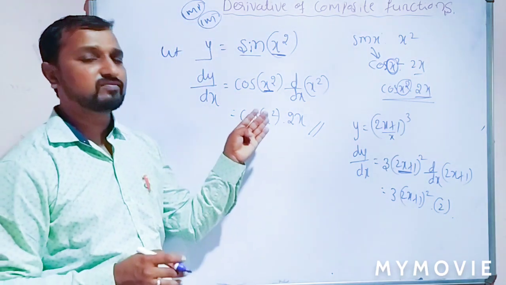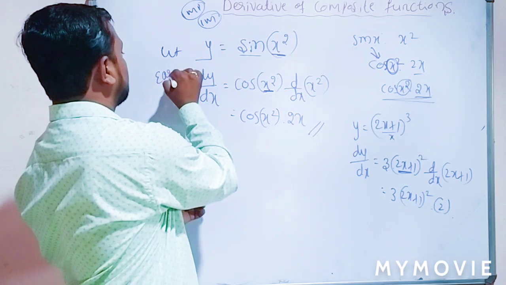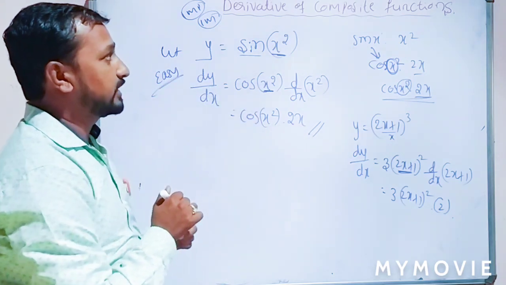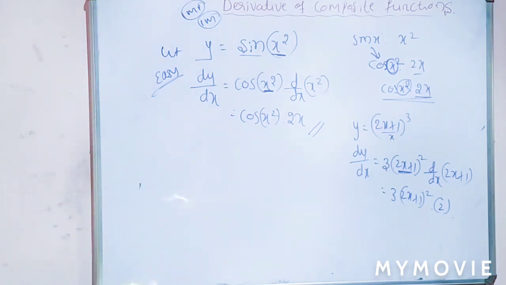The chain rule is very difficult. Leave that concept. So again, this rule is very easy. This is a very easy method. Okay, student, so this is the derivative of a composite function. Write down this simple example.